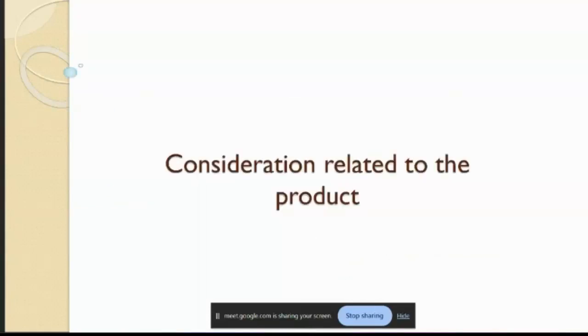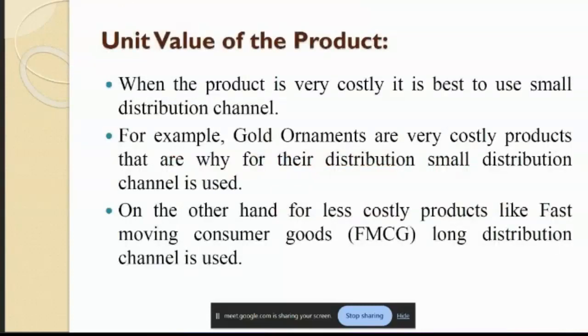So the first is considerations related to product. The first thing you need to understand is the unit value of the product. When the product is very, very costly, it is best suited to use a small distribution channel. Very simple, because the more the product has to travel, the more chances there are of damage, wastage. So when your product is very costly or expensive or exclusive, try to sell it from your own distribution channel or through a small distribution channel.